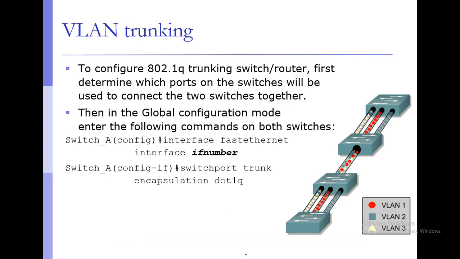Let's talk about a bit of trunking. To configure trunking in 802.1Q at a switch or router, you first have to determine which ports on the switches will be used to connect these switches together. First of all, the tunnel is made. This is the global configuration mode. You have to go into the global configuration mode. You have to enter the following commands on both of the switches.